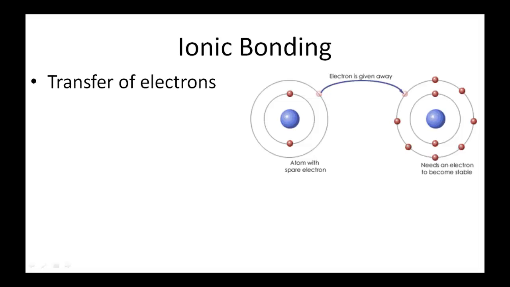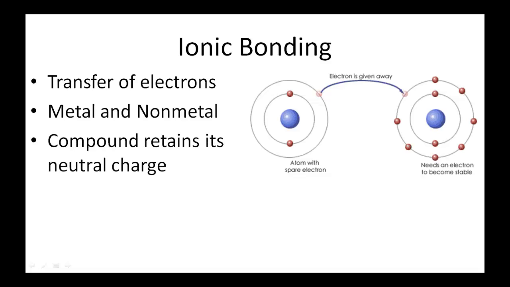An ionic bond is when an electron is given away. It's the transfer of electrons from one atom to another atom. It generally occurs between metal and nonmetal. Remember, metals are to the left on the periodic table, and nonmetals are on the right.